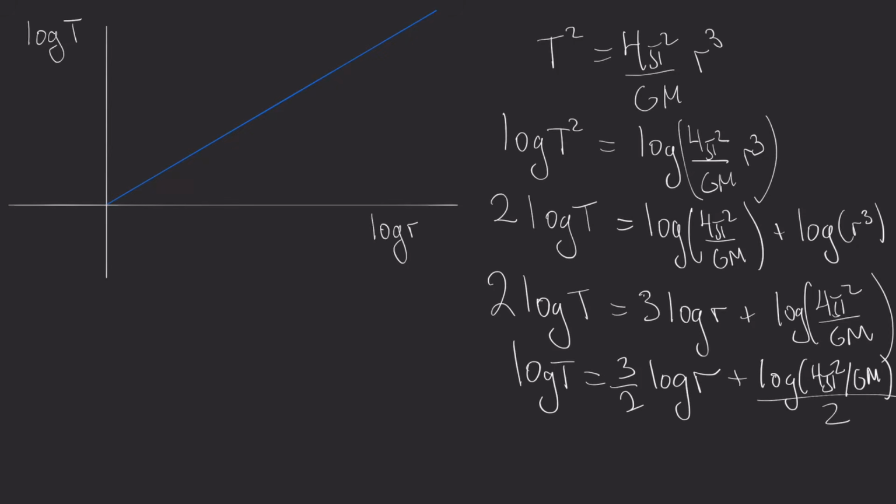So this here is going to be the value of our intercept. This here is not necessarily 0. I've just drawn this graph as a guideline that it will be a straight line. The gradient should be 3/2. And this also shows that the logarithm of the time period is directly proportional to the logarithm of the orbital distance.